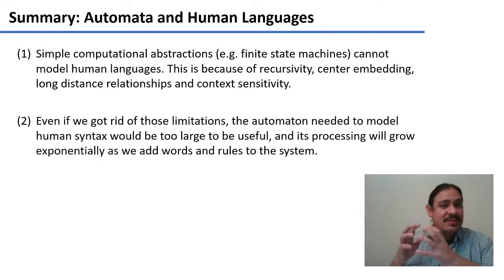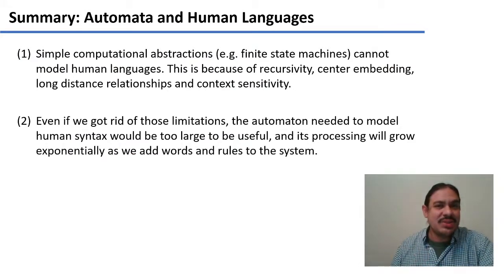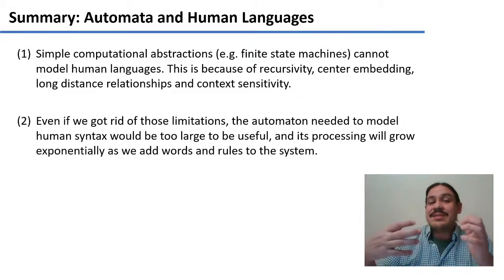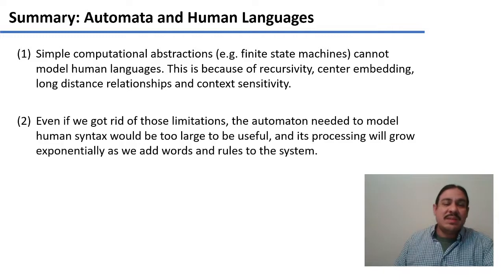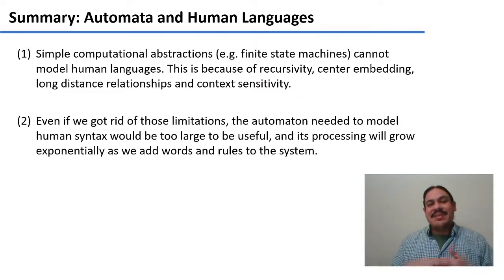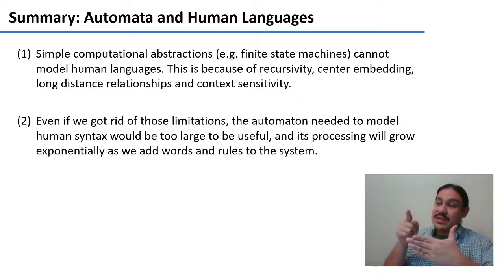So as a summary for our week's topics, we've been looking at computational abstractions, for example, finite state machines. And again, these are just abstractions for the kind of code that we regularly write. Simple abstractions cannot model human languages. So something simple like a finite state machine, where you just say, if I get an input, then I go here. If I get some input, then I go there. They are not enough. Because of recursivity, you're always going to need to count things along the way.